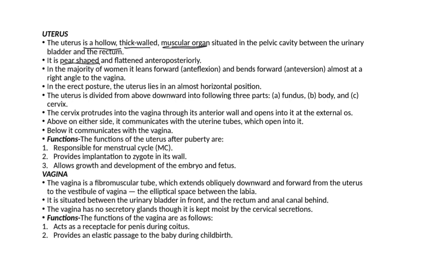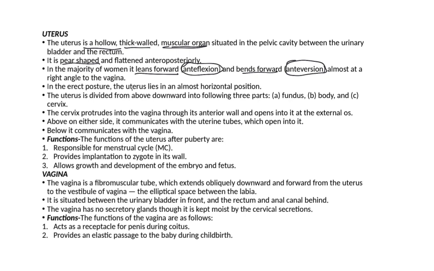In the majority of women, the uterus leans forward. That position is called anteflexion. It bends forward, and that position is called anteversion, almost at a right angle to the vagina. So the normal position is anteflexion, that is leaning forward, and bending forward, that is anteversion. So the normal position of the uterus is anteflexion and anteversion. In erect posture, the uterus lies in an almost horizontal position.